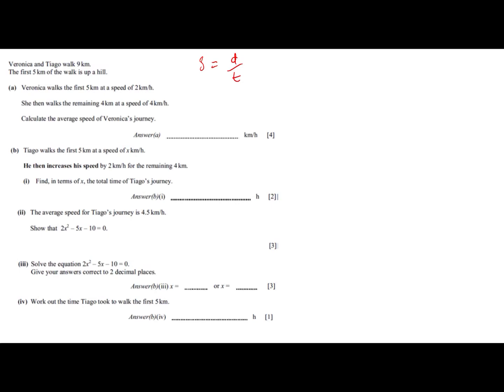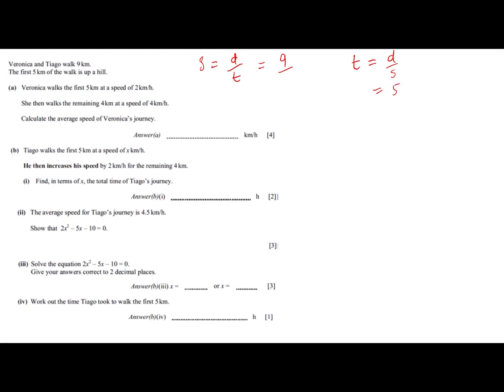So remember, average speed is equal to total distance divided by total time. So what I need to do is find out how much time each component of the journey took, because I know exactly how much distance they walked. They walked a distance of 9, which is the 5 kilometres uphill and then the rest of it, 4 kilometres. What I don't know is how long each one took. So I'm going to have to work out each individual one.